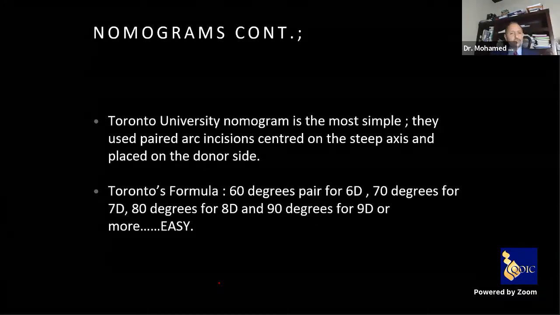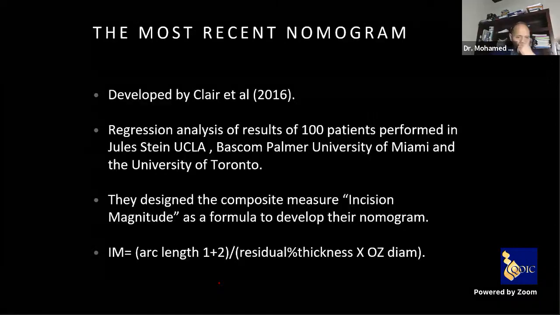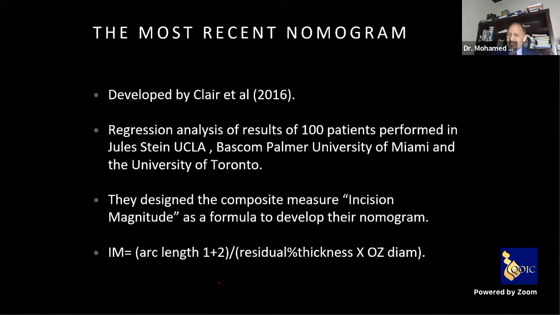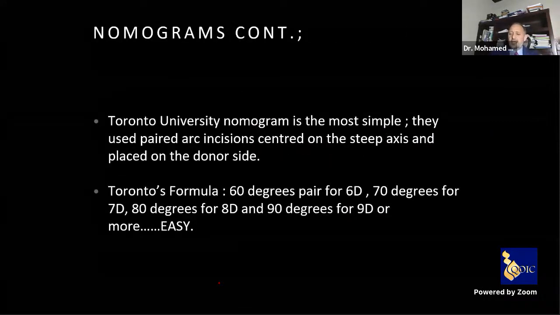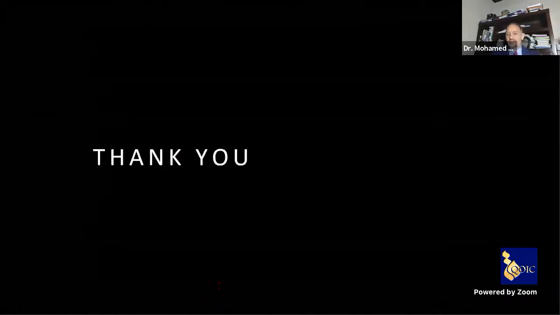And the Toronto University nomogram is the most simple. They used paired arc incisions centered on the steep axis. The Toronto formula used 60 degrees for 6 diopters, 70 degrees for 7 diopters, and so forth. The most recent nomogram was developed by Clare, and this is the publication. Again, it is a very good nomogram, but I still see that the Toronto formula is very handy in these patients. Thank you so much.